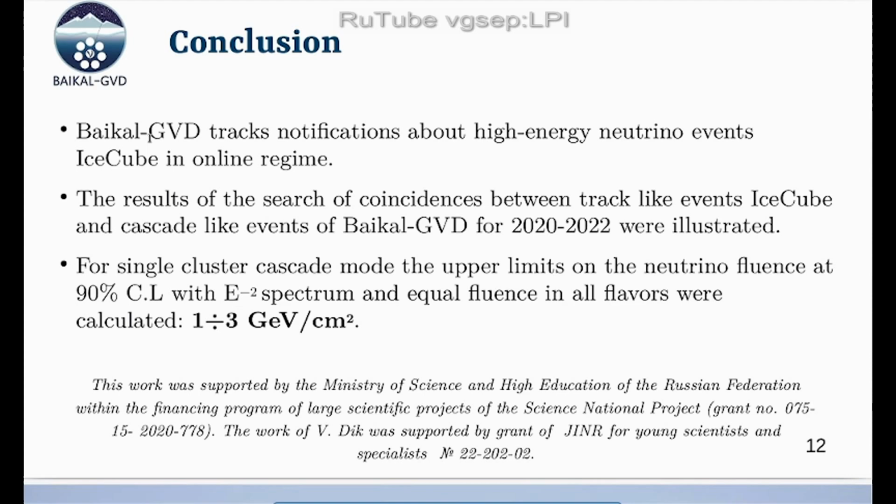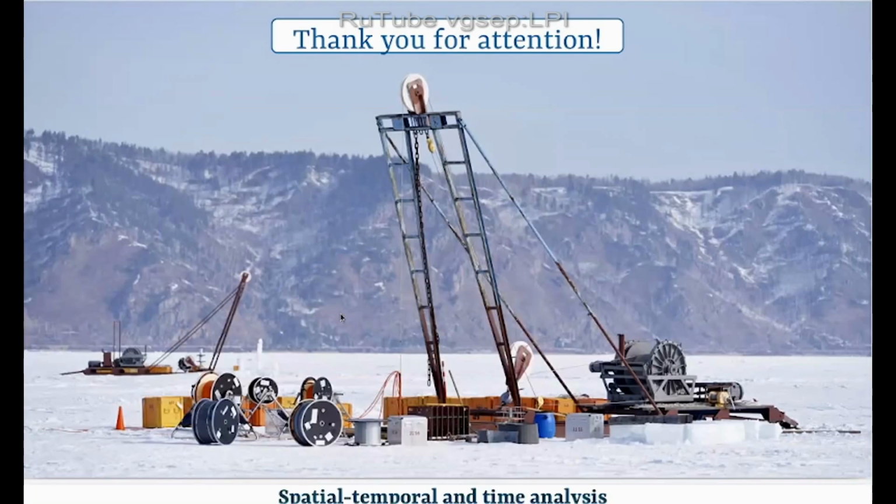The results of the search for coincidences between track-like IceCube events and cascade-like events of Baikal-GVD for the years 2020-2022 were illustrated. For single cluster cascade mode, the upper limits on the neutrino fluence with E-2 spectrum and equal fluence in all flavors were calculated. They are between 1 and 3 GeV divided by square centimeter. That's all. Thank you for your attention.